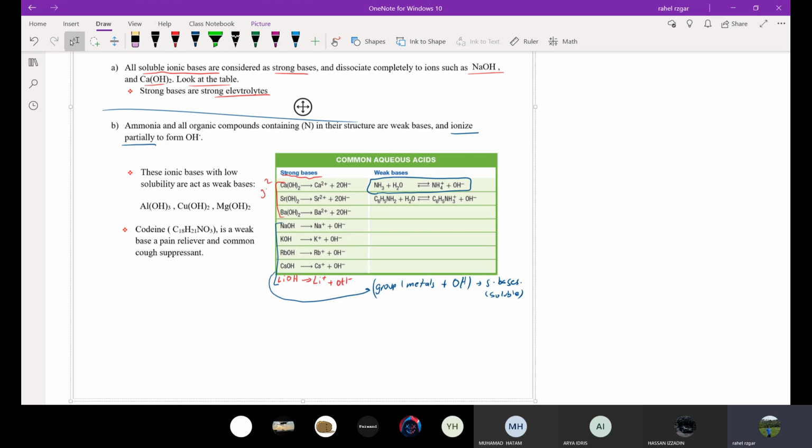But we have two other compounds. This one, the name is aniline. You don't need to memorize the structure very carefully, because until now no questions have been asked about aniline. But the name of codeine here, which is also a weak base, is important. It is a pain reliever and a common cough suppressant.